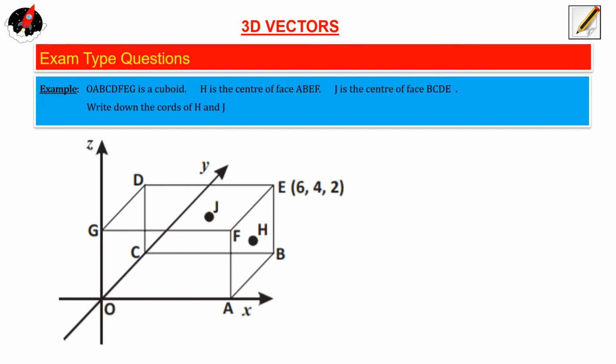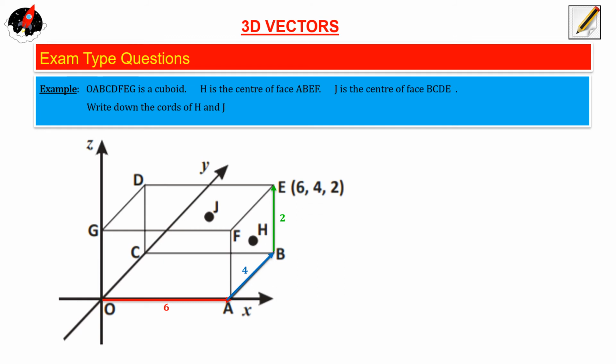The other piece of information we've been given on this diagram is the coordinate E. To get to the coordinate E from the origin, we need to go right 6, forward 4 and then 2 up, and this will help us identify the other coordinates. So firstly we've been asked to identify the coordinates of point H.